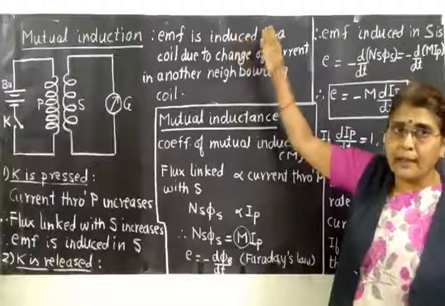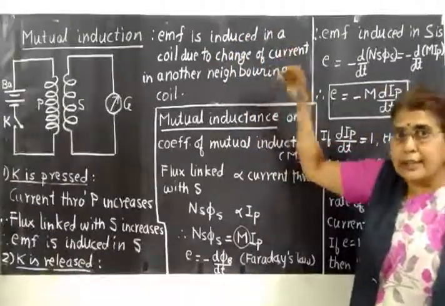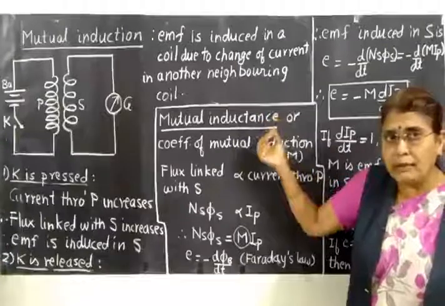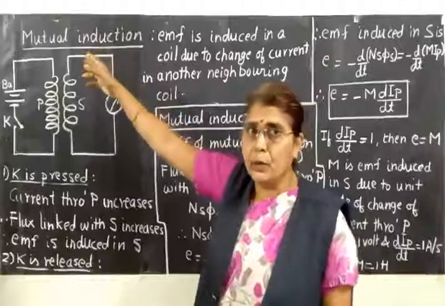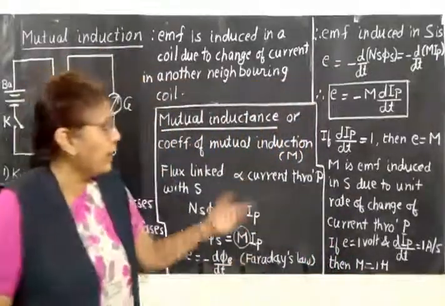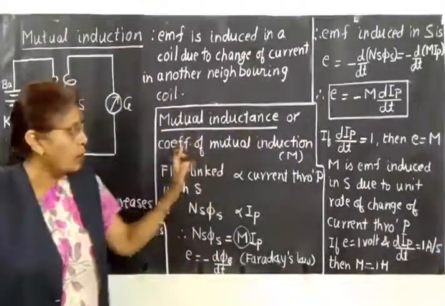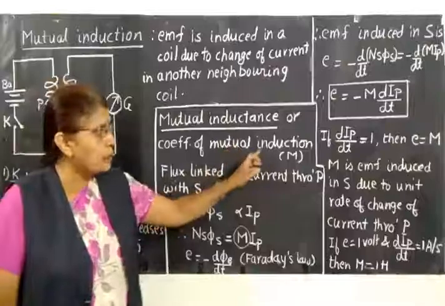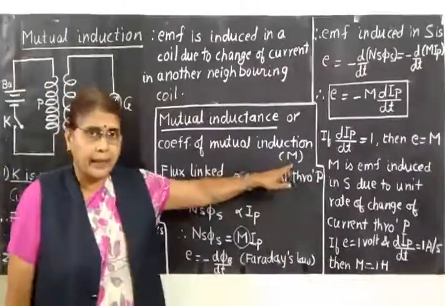It was a phenomenon in which an EMF is induced in the coil due to change of current in the same coil, because we had only one coil. But if you have two coils, then it becomes a phenomenon of mutual induction. Now for mutual induction, we shall define a constant. It is called mutual inductance, or it is also called the coefficient of mutual induction between two coils. We denote it by the letter capital M.